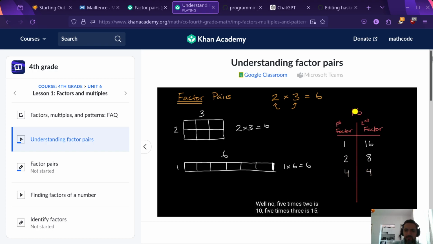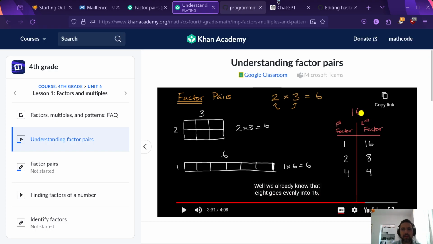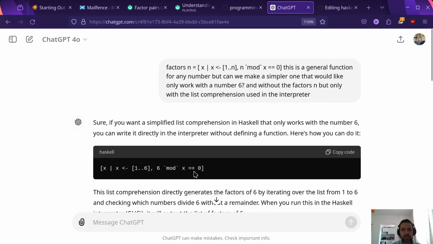What about 5? Well, no. 5 times 2 is 10, 5 times 3 is 15, 5 times 4 is 20. 5 does not go evenly into 16. Same thing for 6. 6 times 2 is 12, 6 times 3 is 18. It does not go evenly into 16. What about 7? 7 does not evenly go into 16. 7 times 2 is 14, 7 times 3 is 21. What about 8? Well, yeah, I wonder if we can use this.